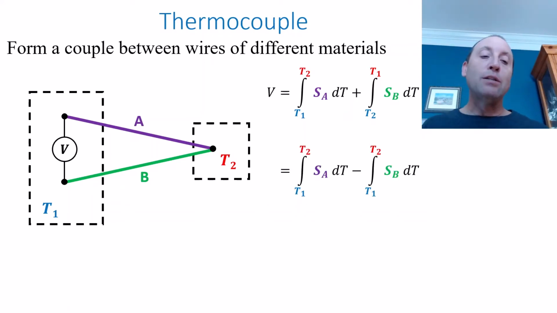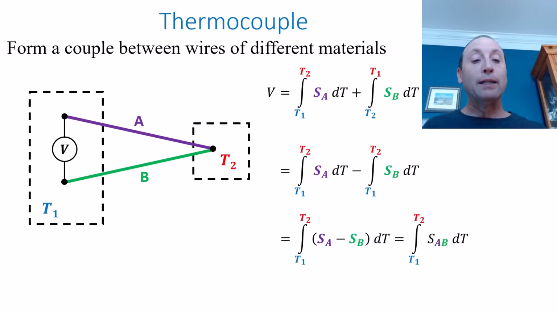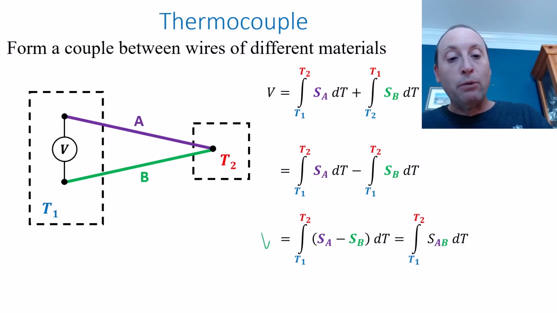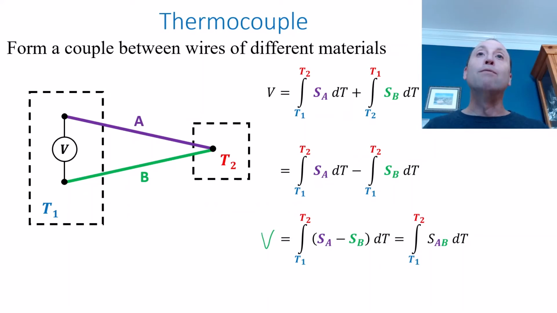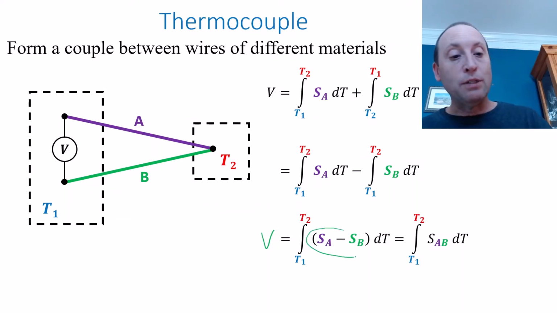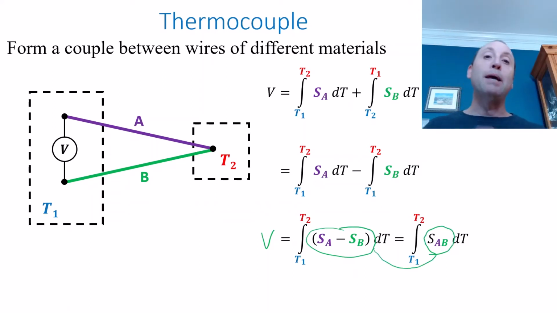So I can change the order of integration of the second integral and make it negative, but now the order of integration is the same for both, so I can collect these into one term. Now the voltage that I would measure is the integral of the difference of the two Seebeck coefficients over that temperature range. That difference, SA minus SB, we call S sub AB, the relative Seebeck coefficient, and that depends on the two materials that are connected together.